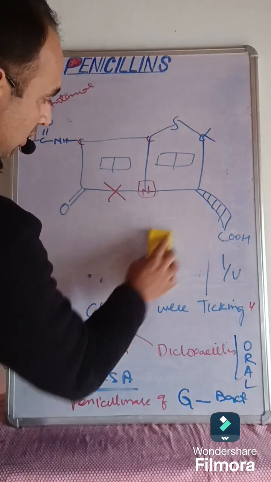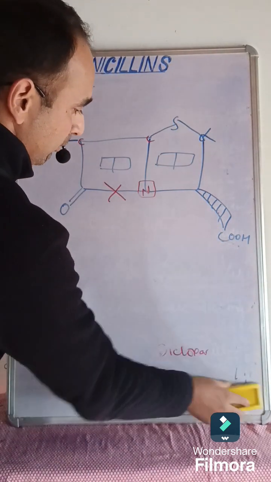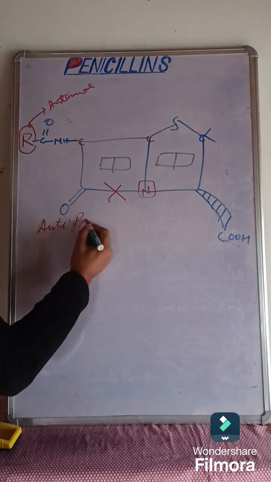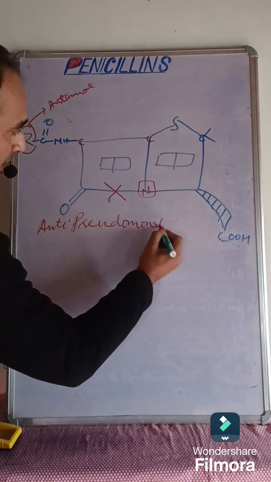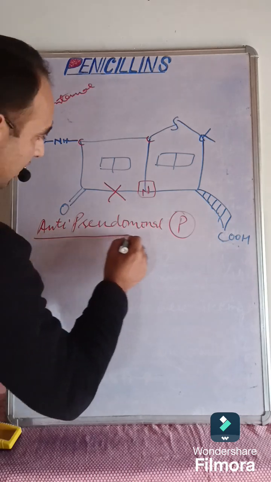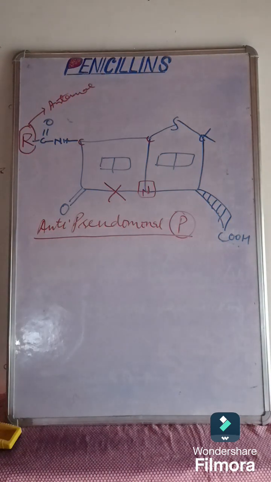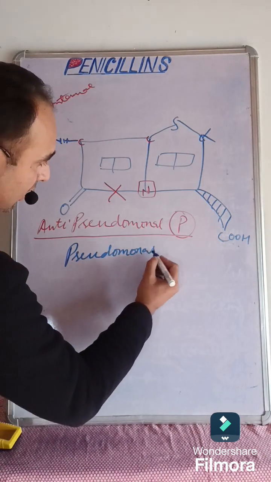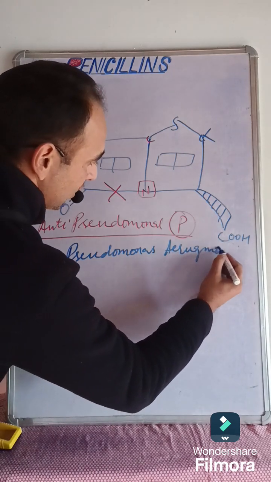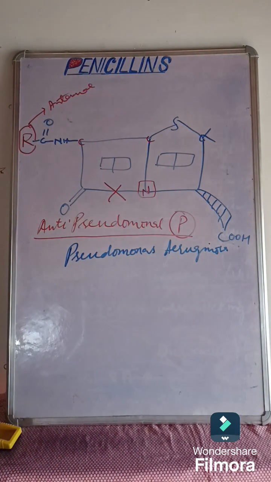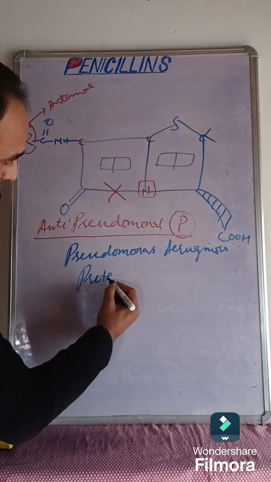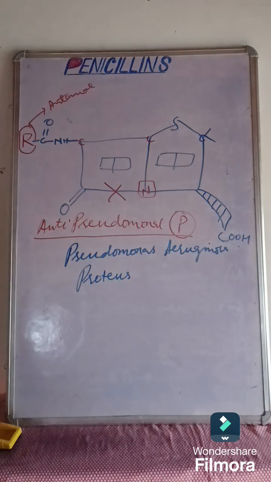Let us move forward, be quick and concentrate on the board. Another group is the anti-pseudomonal penicillins. This is another group of penicillins, and they are very effective against Pseudomonas aeruginosa. This is very difficult to treat, and these are also active against Proteus.